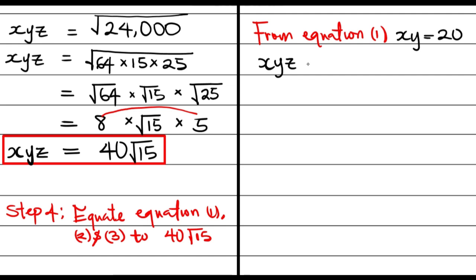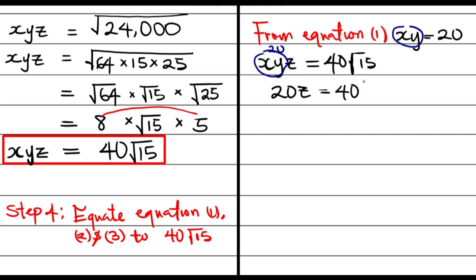xyz equals 40 root 15. Since I already know that xy is 20, and xy is present here, which means xy here is just 20. So I'm going to write it clearly: 20z equals 40 root 15. To find the value of z, we divide both sides by 20.